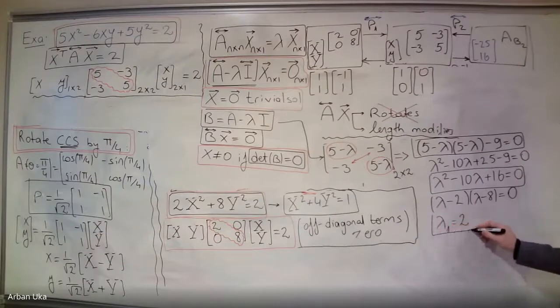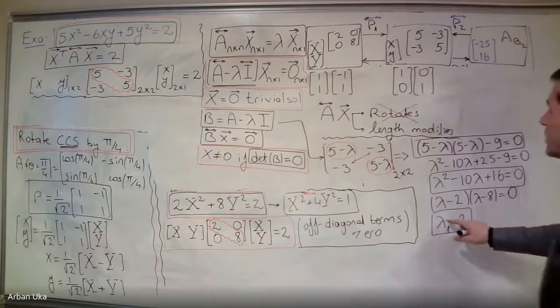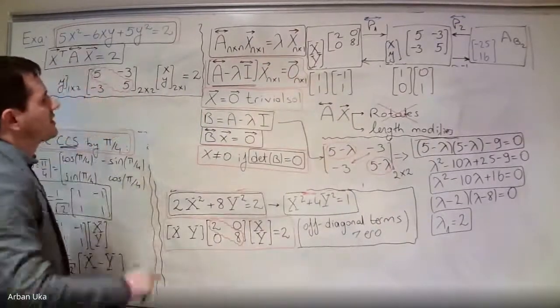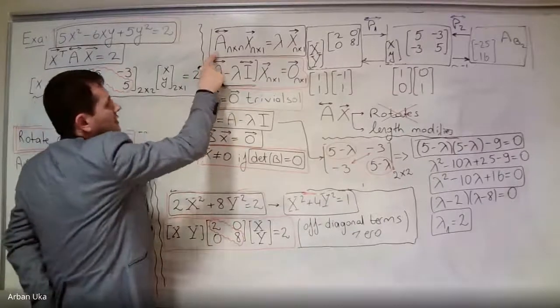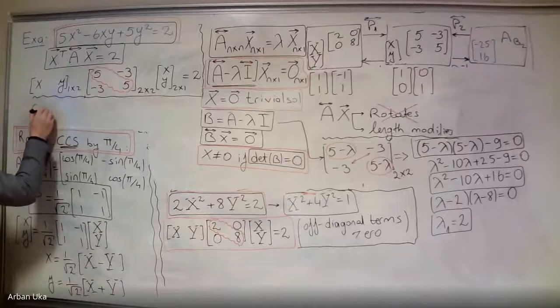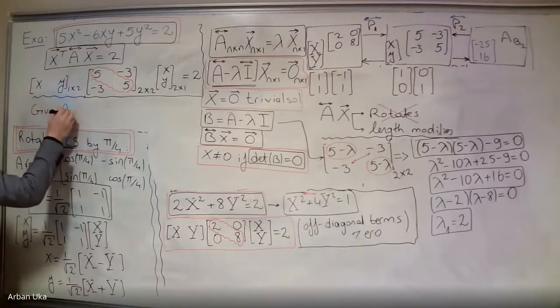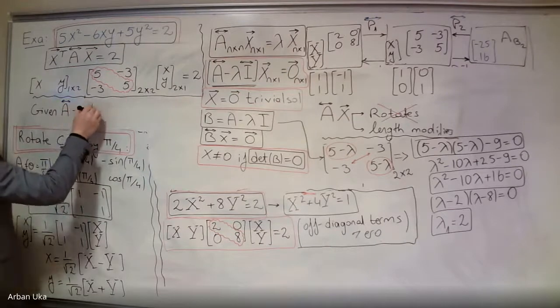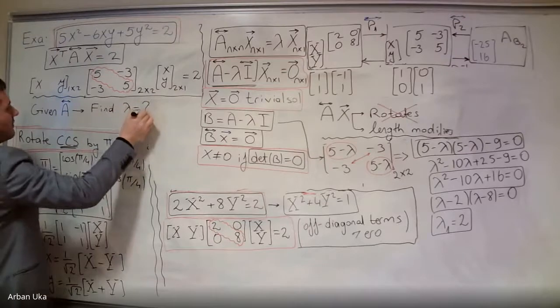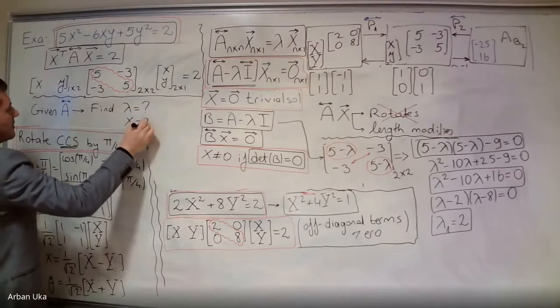Now, if lambda 1 is equal to 2, let's go back to what we were saying. We said that we have a matrix A, right? So this was a given. So let's not forget. Let me write this one. Sorry, give me a second. So given a matrix A, this is the definition of the problem. The question is find lambda and find the x.